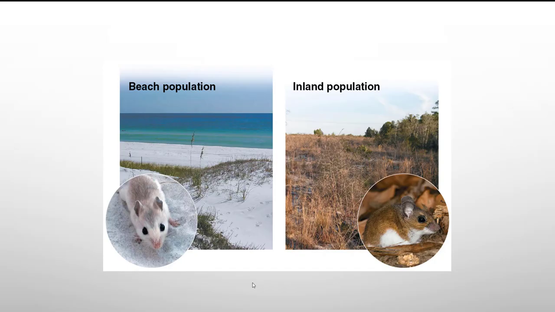So here is our example. We have our two mice. They're the same species, but they have different morphs. So you have different populations. One lives in the beach area and one lives in the inland. You can see that the inland population is more brown. It's got a white belly, but more brown, so it's more camouflaged in its environment. The beach population has less brown. It's more white, and so it blends in better with the sand on the beach.